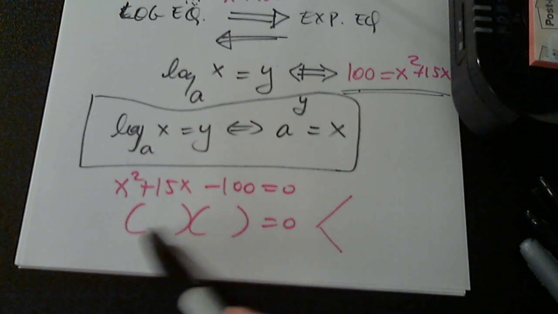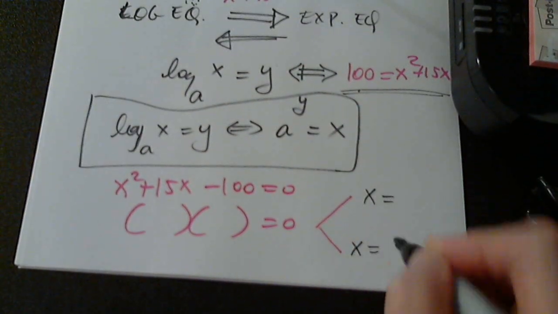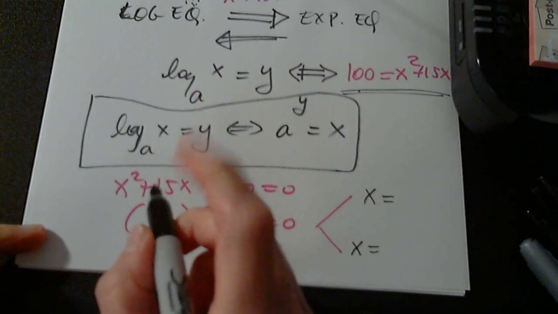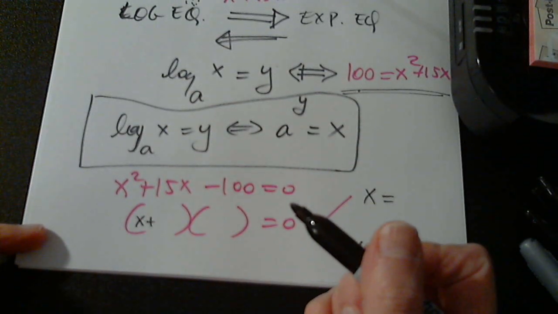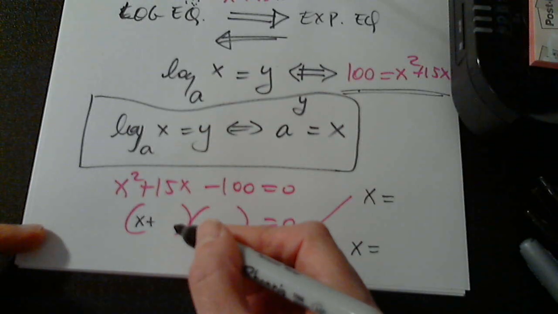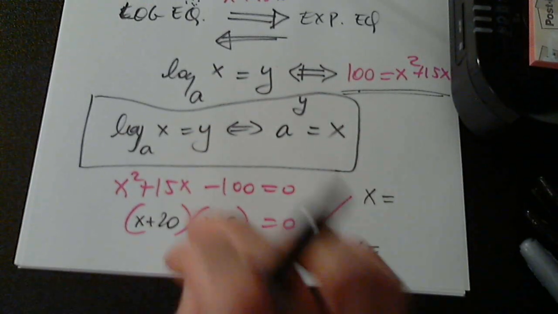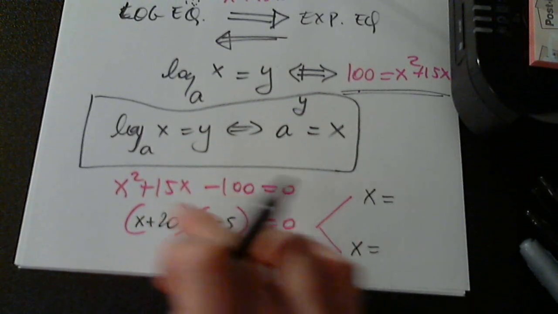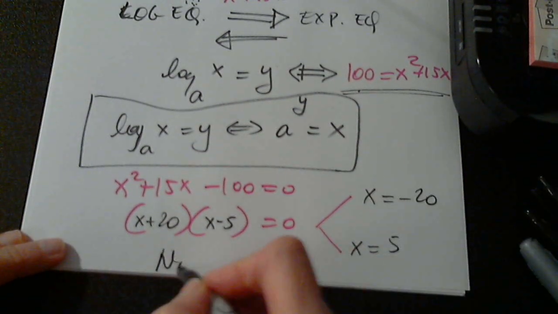So, can anyone factor this for us and give us two solutions? x plus 20, x minus 5... careful. It would be negative 20 and then positive 5. So 20 minus 5 is indeed 15, and the product is good. So you have negative 20 and 5, and I'll say not so fast.